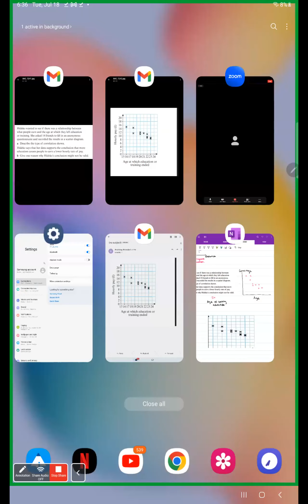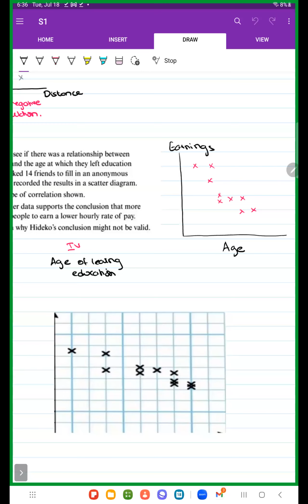So we can talk about how we see that after a certain age, it becomes more stabilized. It says here as well, respondents who left education later would have significantly less work experience than those who left education earlier. You basically have to give any reason why a person leaving education later can also earn a higher rate of pay. You have to just prove that this negative relation is not always true.